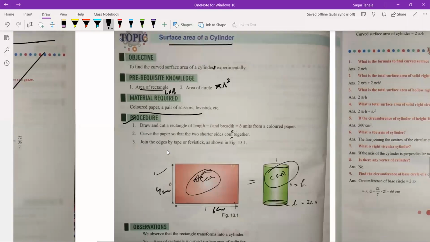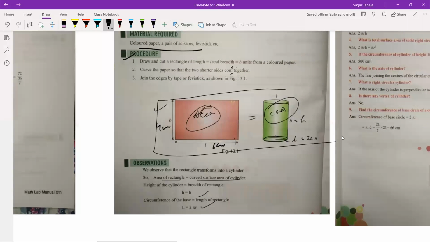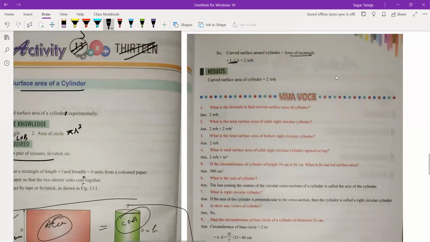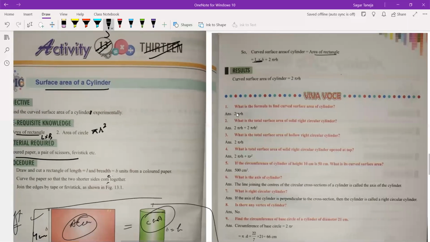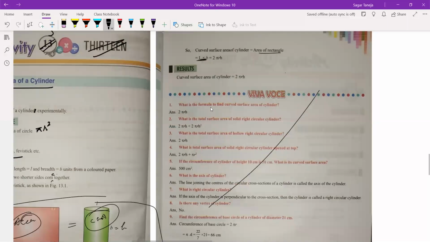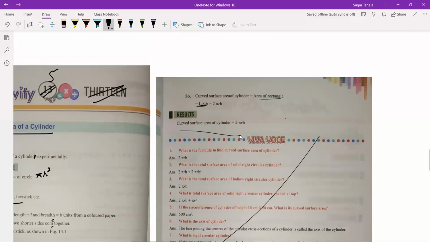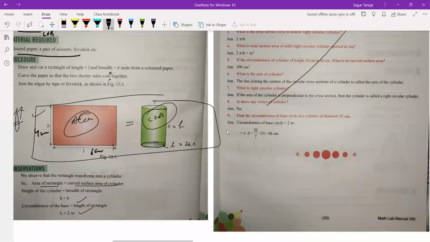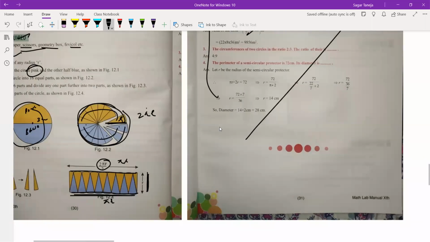In the same manner, all this cutting and pasting should be on the left side, on the blank side of the page, and on the right side you have to write all other things. Do not write these question answers, but just go through the reading of this. Result: curved surface area of cylinder is 2 pi r h. That's it. Easy. In this way we have one more related to this.